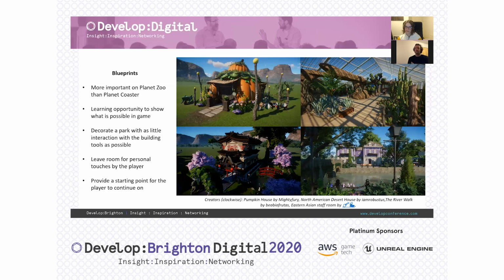They were pretty important on Planet Coaster, but they were hugely more important on Planet Zoo. We shipped them for every theme we did, I don't know, between 10 and 30 blueprints for each theme. Yeah, they're very important to us because they allow players that don't necessarily want to spend a lot of time making their park look good to still get great results.